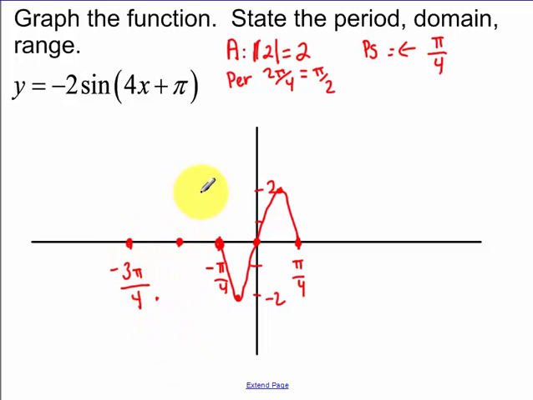Down to 2, up, and that's 2 periods. I would want you to graph 2 periods of trig functions.